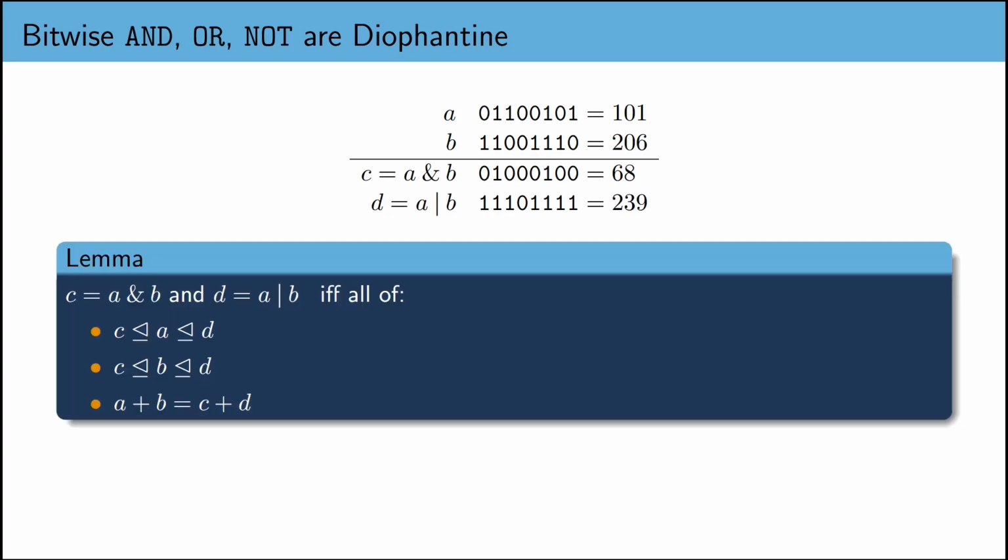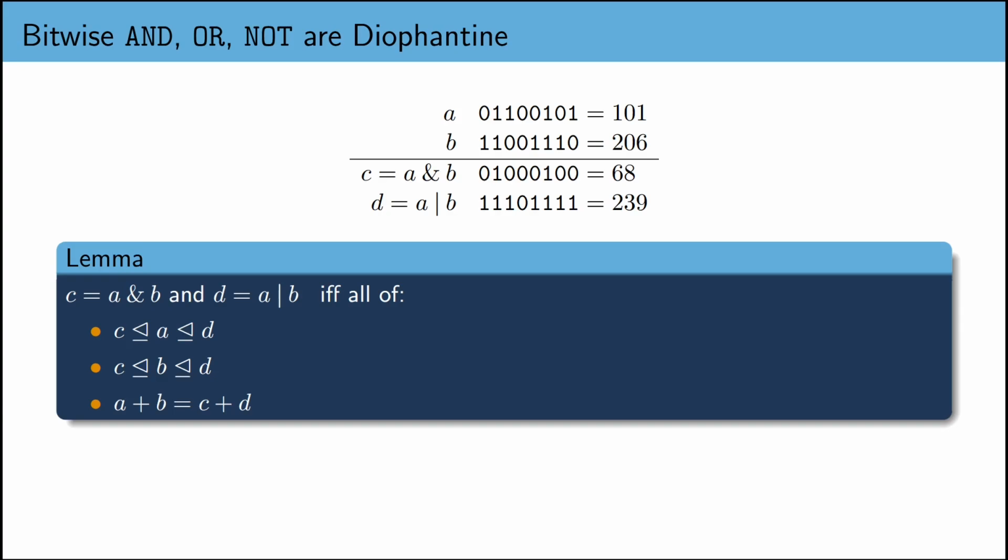The bitwise AND and bitwise OR are characterized by the following. The bitwise AND is a bitwise subset of each of the inputs, and the bitwise OR is a bitwise superset of each of the inputs. And also the sum of the inputs is the sum of the bitwise AND and the bitwise OR. This is easy to see once you note that the number of 1s in each column in the top half of our example is the same as the number of 1s in each column in the bottom half. Right, in this column there are 2 1s both up here and down here, while in this column there's 1 1 here, and in this column there are 0 1s here and here.